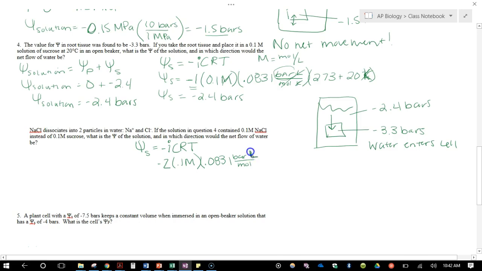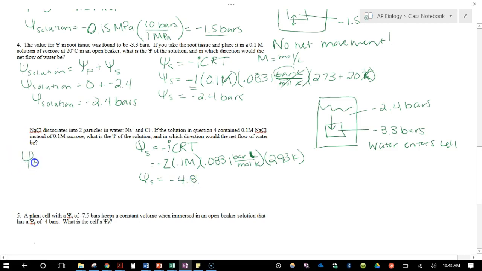bar liter per mole K, times 293. And when I multiply this out, my solute potential, okay, is basically double. So instead of it being 2.4, now it's 4.8.